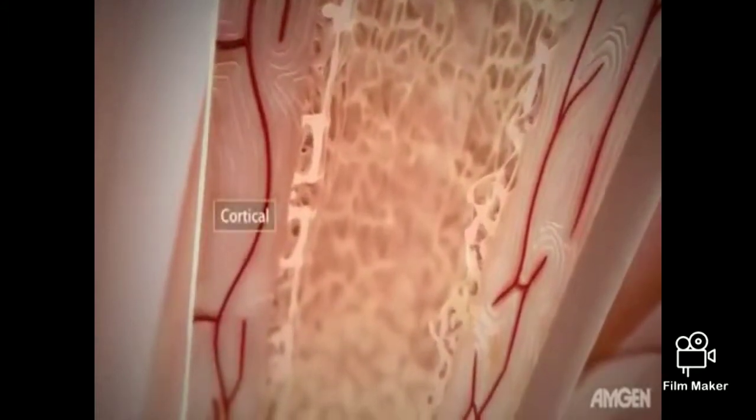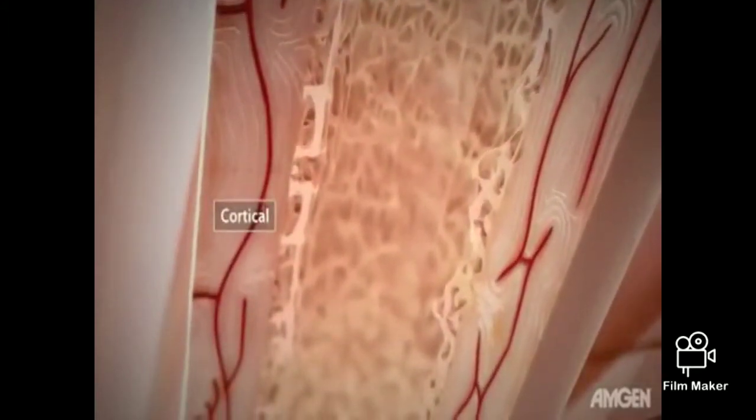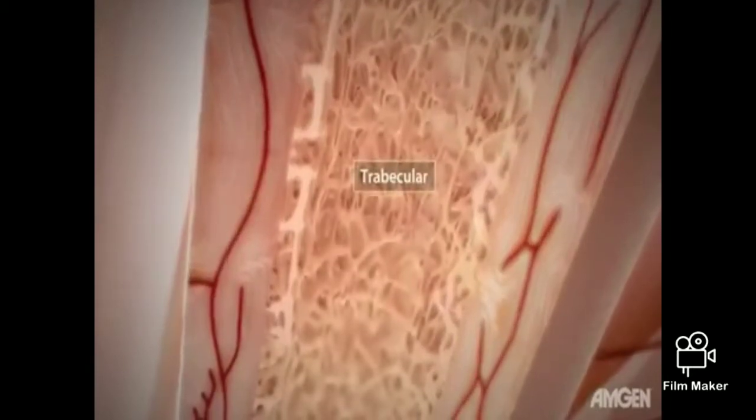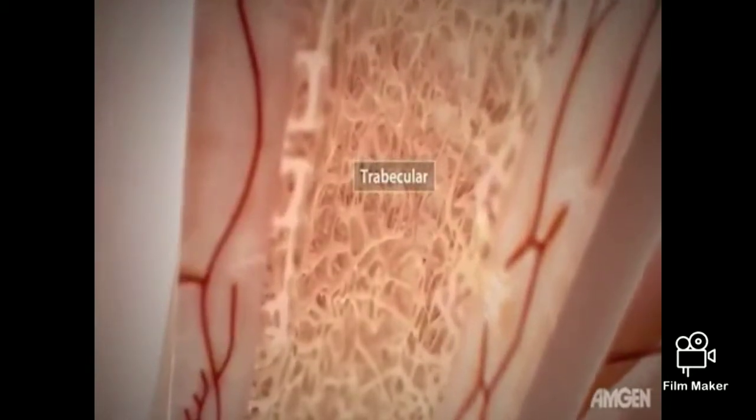It is surrounded by two major types of bone tissue: cortical bone, or the hard outer shell of bone, and trabecular bone, the spongy-looking center. The amount of each type of tissue in bone is dependent on the function of that bone.